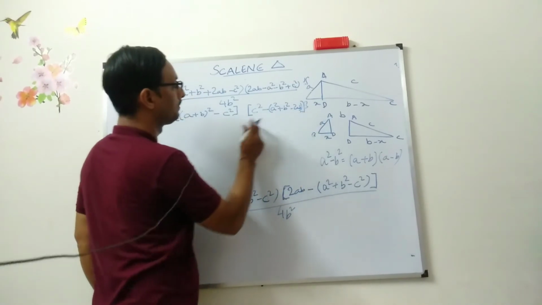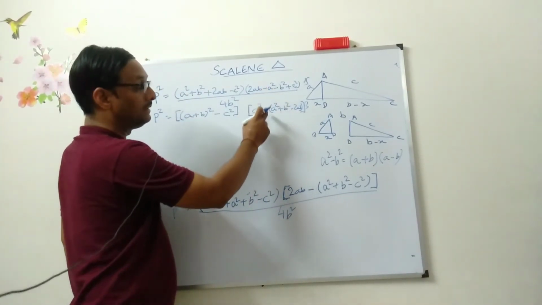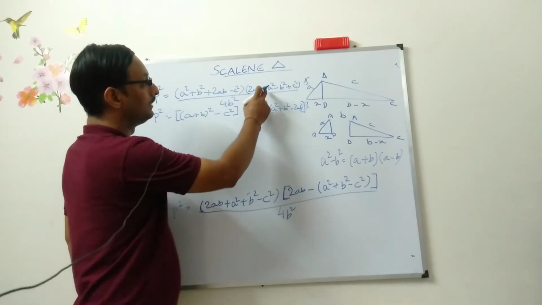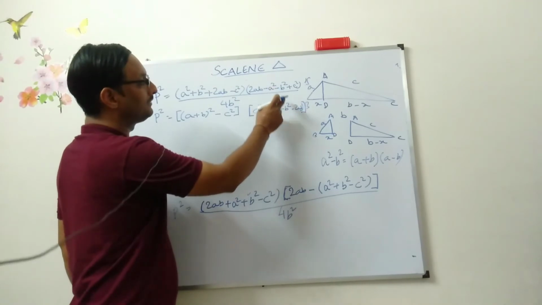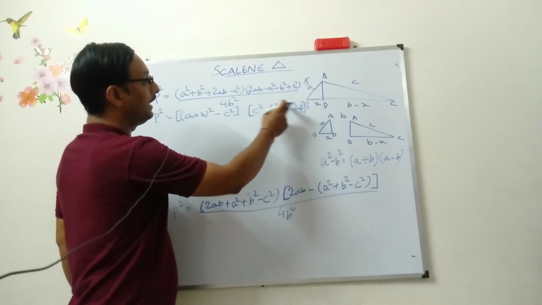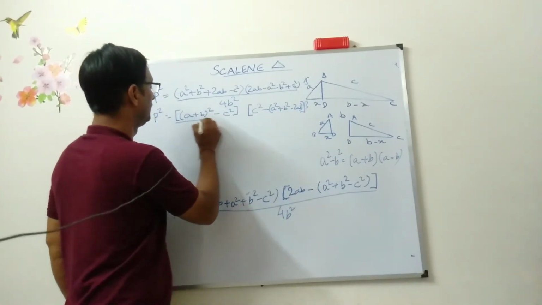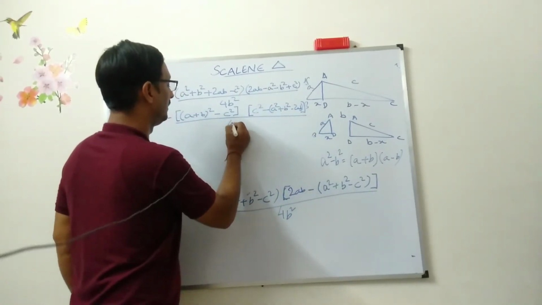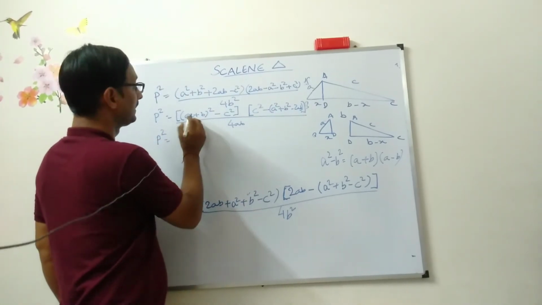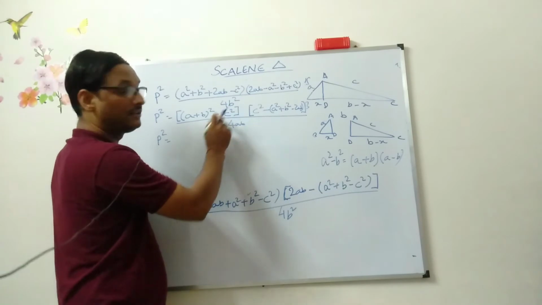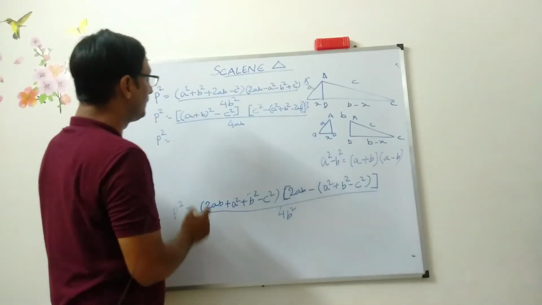If I'll be taking minus as a common, then what it will be, this minus a square will be converted to a square, minus b square will be plus b square, and plus 2ab will be minus 2ab. This is in the form of a square minus b square. What is a square minus b square? A plus b into a minus b.